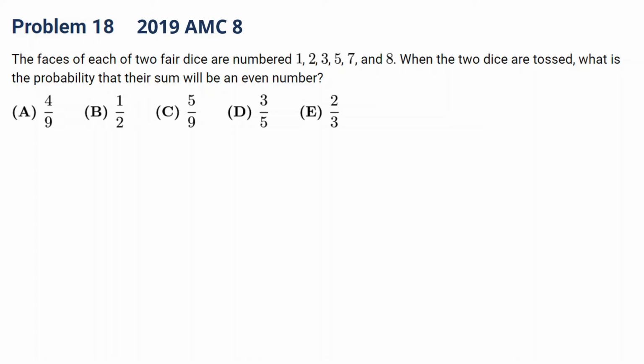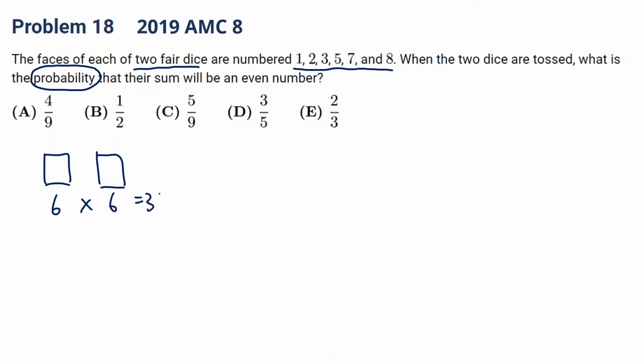We have two fair dice with numbers on them. When the two dice are tossed, what's the probability that their sum will be an even number? So it's a probability question. Let's first consider there are two dice. The first die has 6 different outcomes, the second die 6 outcomes. So in total, we have 36 outcomes. Now we determined the denominator should be 36.